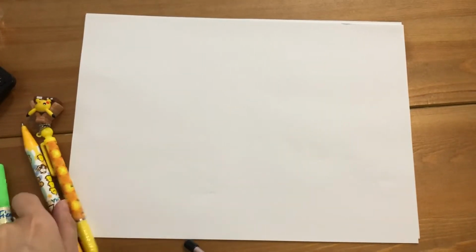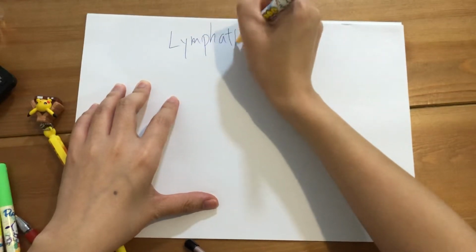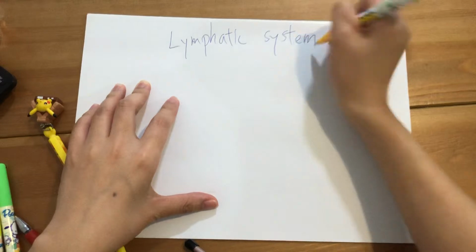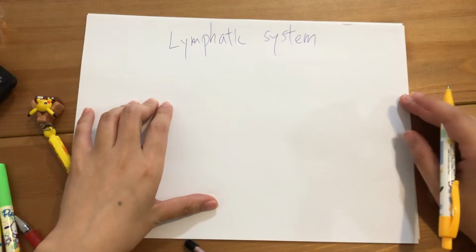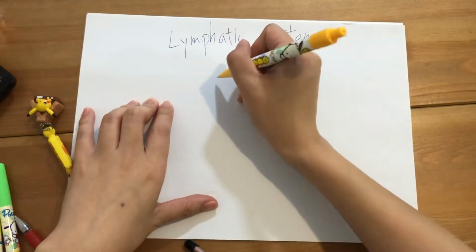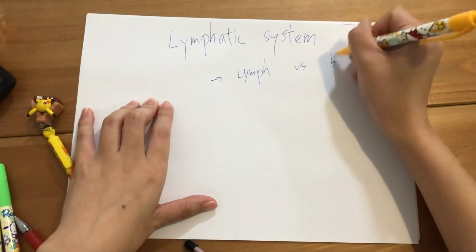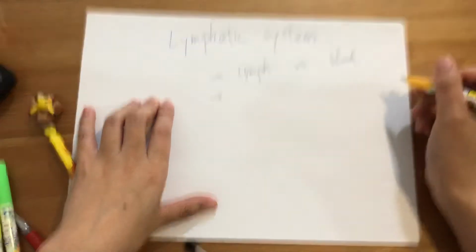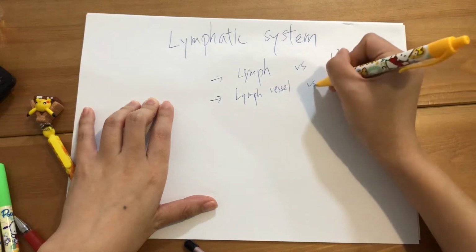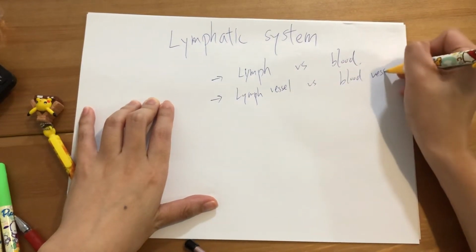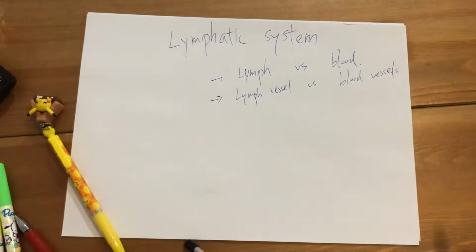For the second video, it will be about the lymphatic system. Lymphatic system is one of the transport systems. The only different thing is that the liquid is lymph instead of blood, and the vessel is lymph vessel instead of blood vessels. Let's talk about these four things first.